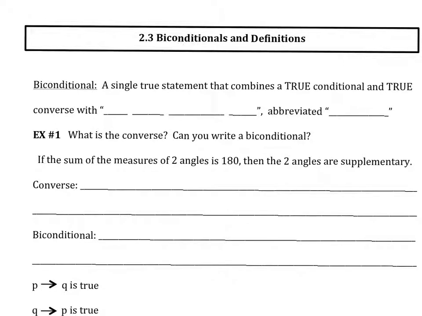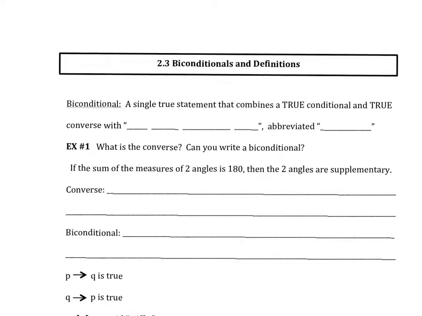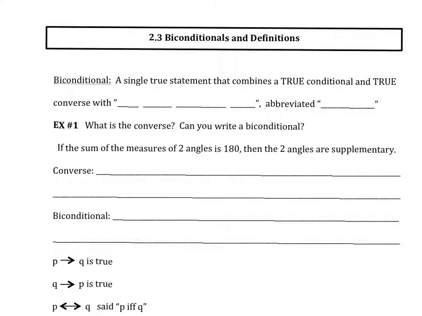So 2.3 is biconditionals and definitions. And I'm just going to tell you what a biconditional is, and then we'll do a few biconditionals and figure out how these work. But a biconditional is a single true statement that combines a conditional with a true converse with the phrase if and only if.